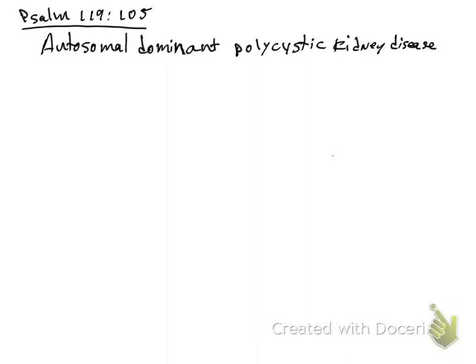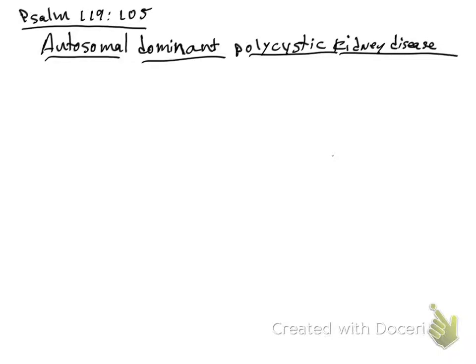With that in mind, I think we can move on to understand and learn more about autosomal dominant polycystic kidney disease. First, when we put the word dominant, we already know it is related to genetics.